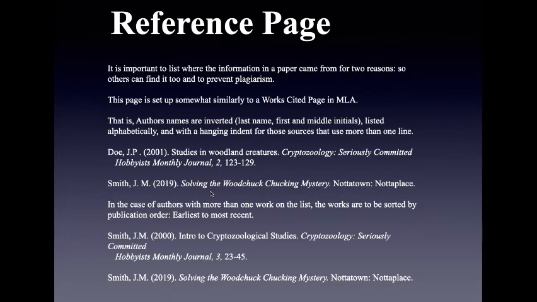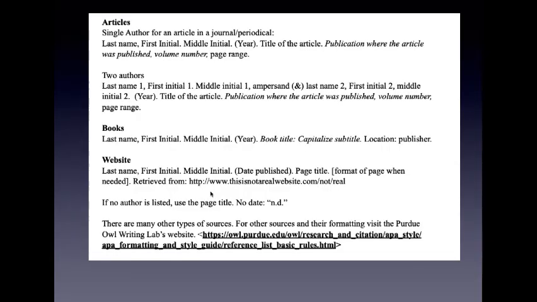Doe, J. P., here, Studies Woodland Creatures, Cryptozoology, Seriously Committed Hobbyist Monthly Journal, volume number, which you need, and page range. In the case of authors that have more than one work that you're using, you go earliest to latest. So you saw that example of Smith. I started with the 2000 example and then 2019. So, as you can see, I've got examples of how you do the article with 2 authors. You do the same inversion thing as single author, but then you'd use an ampersand and put the second author's name and first initial, middle initial, and the year. But then you go to the year, title of the article, publication, volume number, page range.